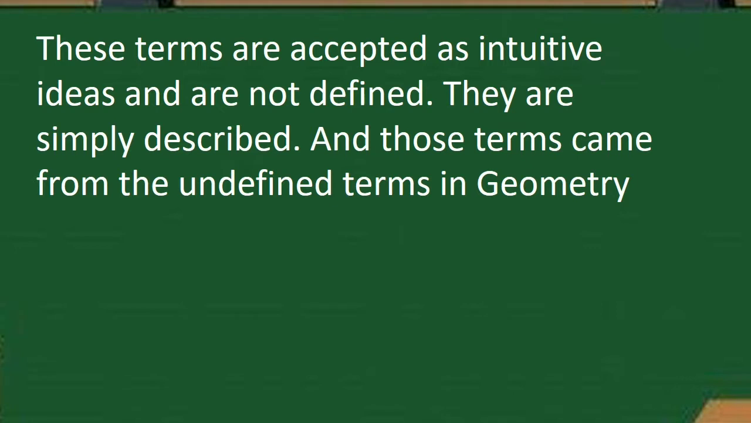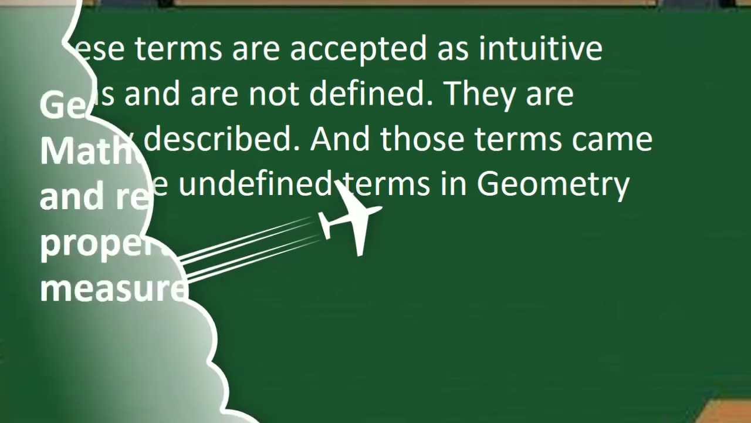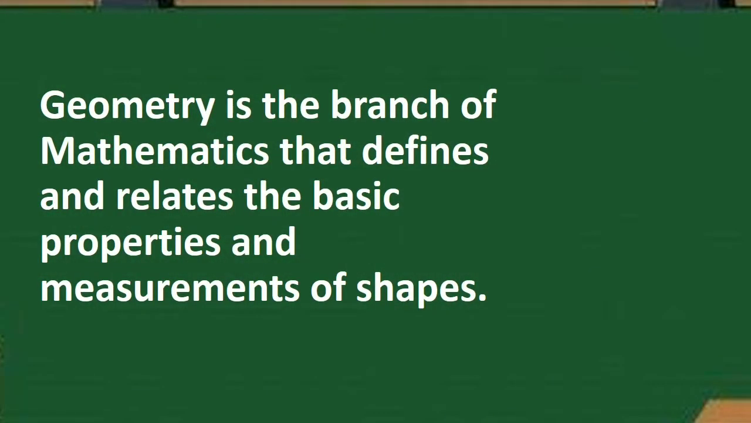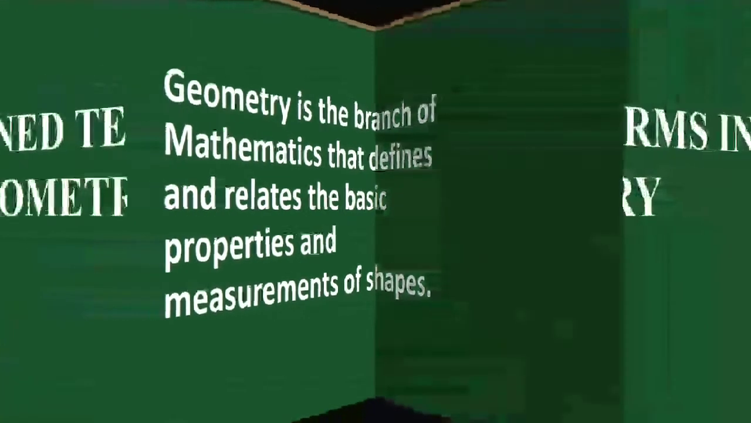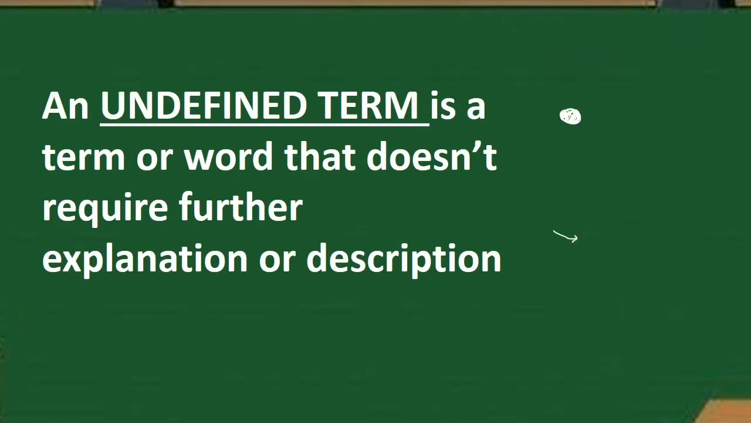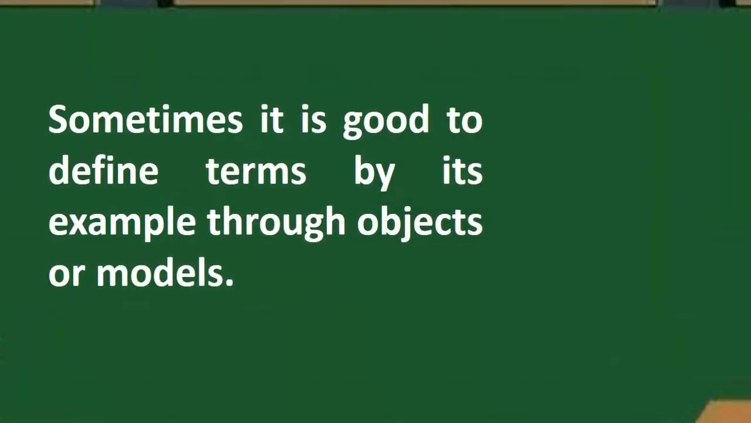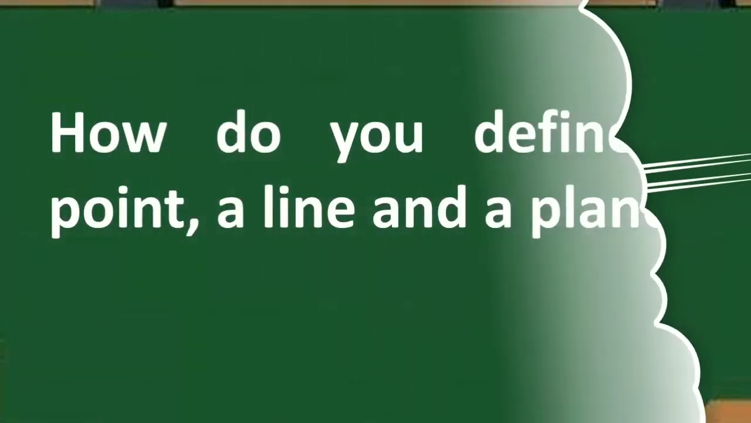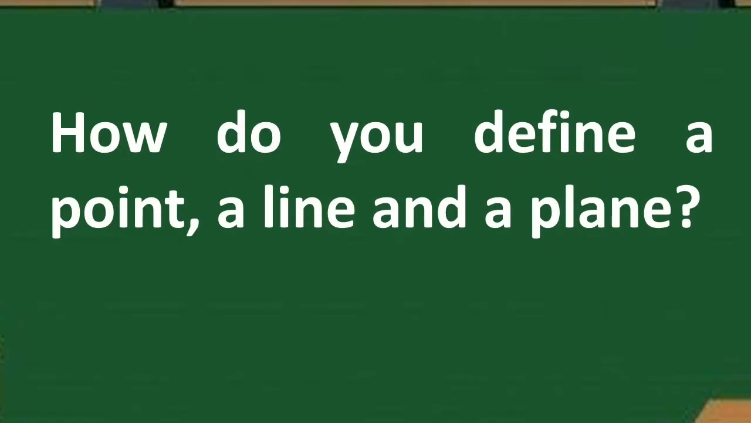They are simply described. And those terms came from the undefined terms in geometry, wherein geometry is a branch of mathematics that defines and relates the basic properties and measurements of shapes. And an undefined term is a term or word that doesn't require further explanation or description. Sometimes, it is good to define terms by example objects or models. Based on the given examples about the stars, how do you define a point, a line, and a plane?